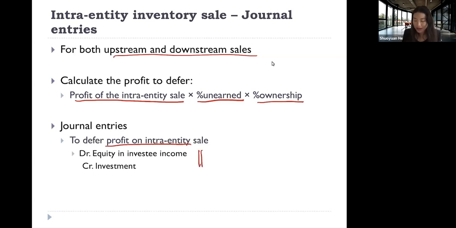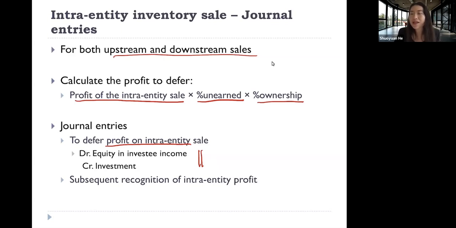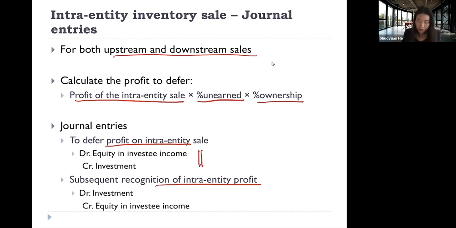As you can see, this journal entry is exactly the opposite of when the investee earns income. And if subsequently the buyer of that inventory is able to sell it to a third party, at this time we view the earnings process as complete. So we can recognize the deferred intra-entity profit. And what we do is just reverse the previous journal entry by debiting investment account and crediting equity investee income.